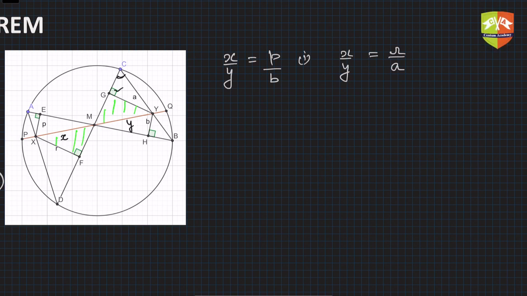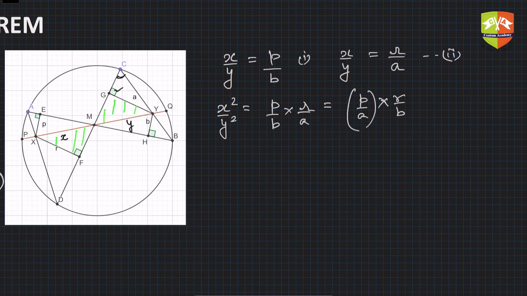Now if you see, we multiply these equations together. So what will you get? X square by Y square is equal to P upon B into R upon A, which is equal to P upon A into R upon B. And why did I do this? You'll get to know a little while later.